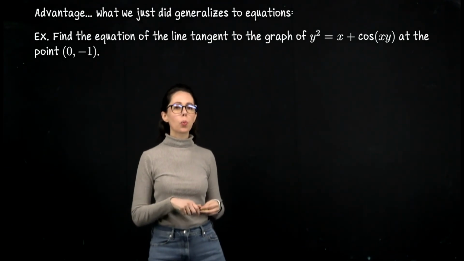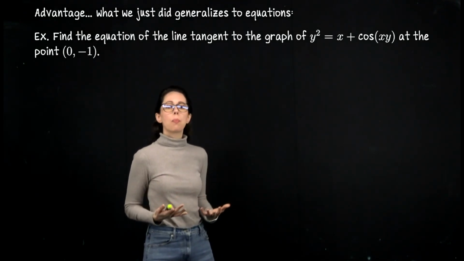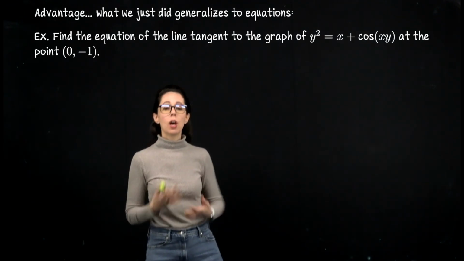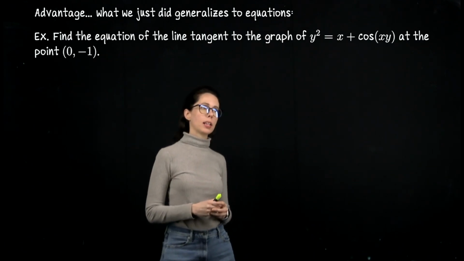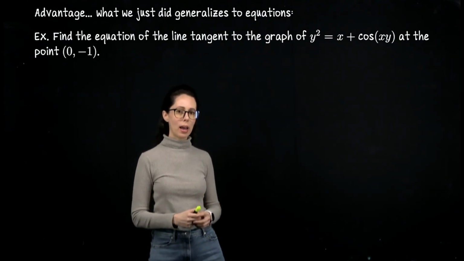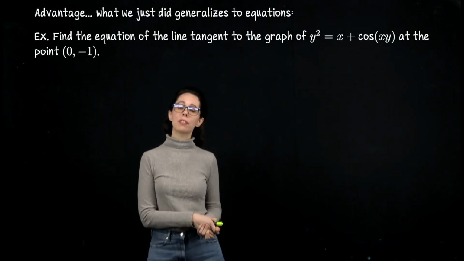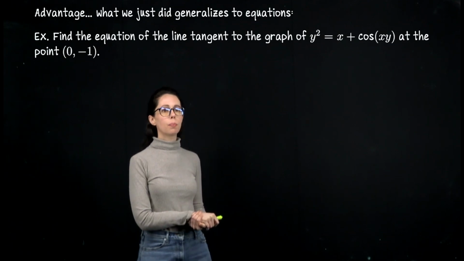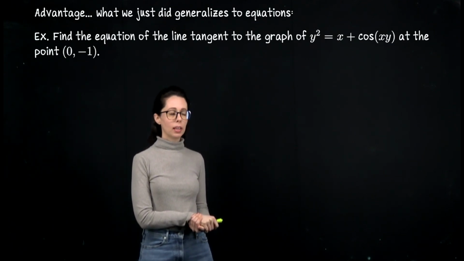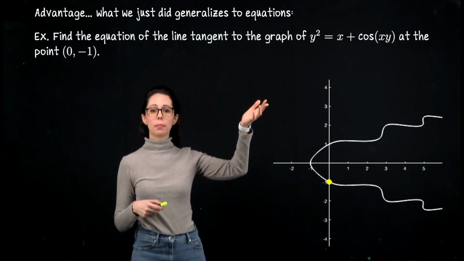So in this example, what we want to do is take the set of points in the xy plane which satisfy the equation y squared equals x plus cosine x times y. And if we can, write down an equation of the line tangent to the graph of this set of points at the point 0, -1.